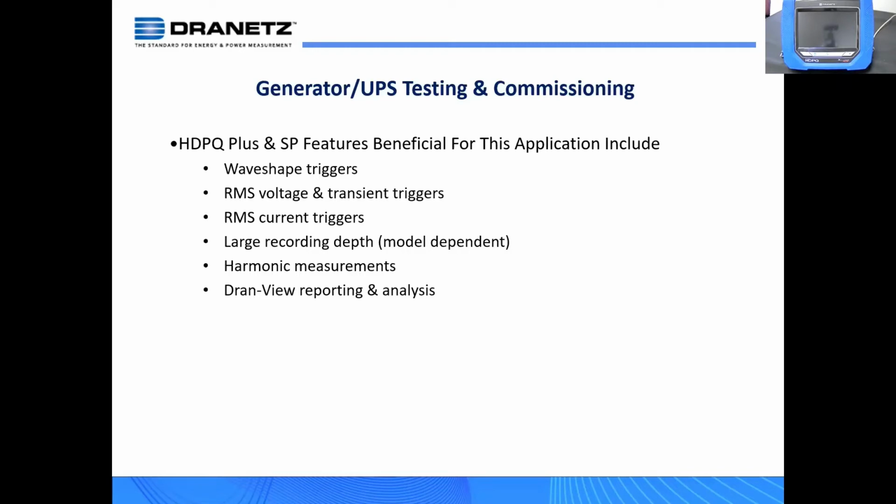Basically, for commissioning, you want to do your step loading, do whatever's appropriate, but you want to be able to record a large recording depth. Do a transfer to UPS and hold it for a minute and see what's going on and measure the capabilities, have that constant measurement going on. And we can do that in some of the models. That's why we say model dependent. And I think it's on the next slide or 2 slides will help you choose that. Harmonic measurements will let you look at the harmonics on your mission critical bus or at any point of the system, as well as, of course, the power of DranView in the reporting and the analysis.